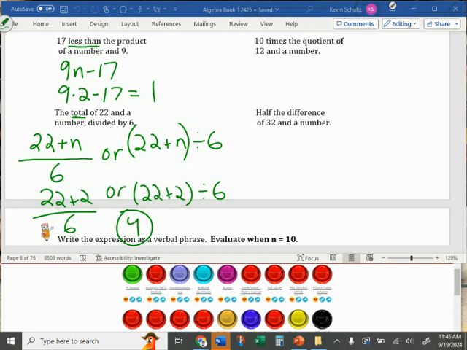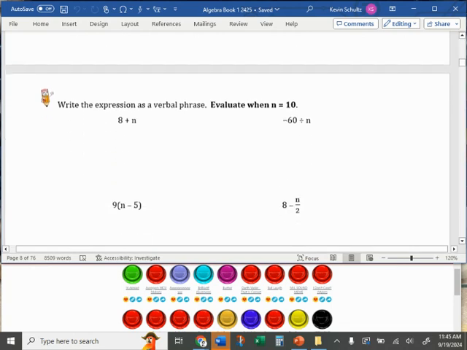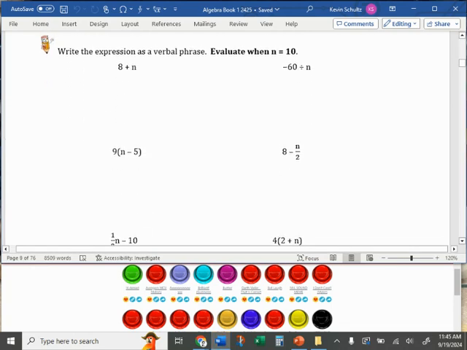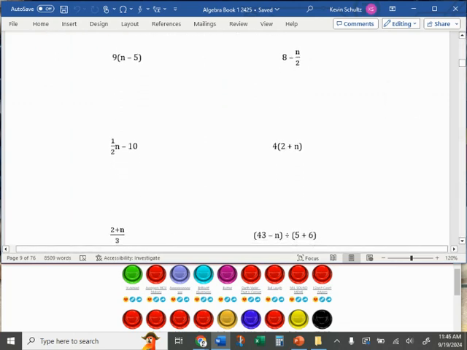Okay, second page. The rest of this is going to be homework for Monday, because tomorrow's a retake day. So homework for Monday, not due tomorrow. Second page says, write the expression of the verbal phrase, evaluate when n is 10. So now we're just going the other way. Okay? Let's pick a fun one. Let's do the last one. Let's do 8 minus n divided by 2.